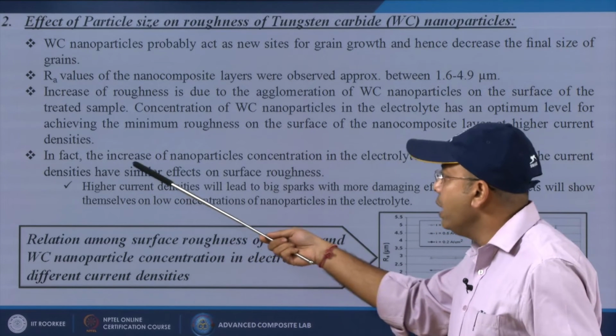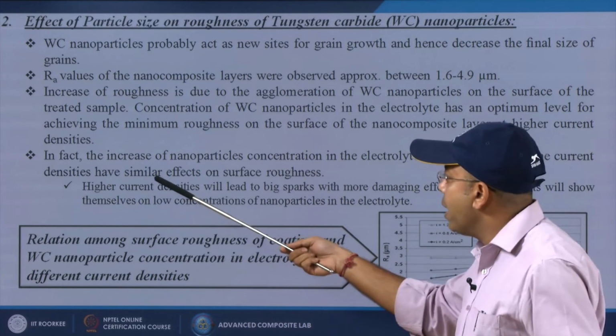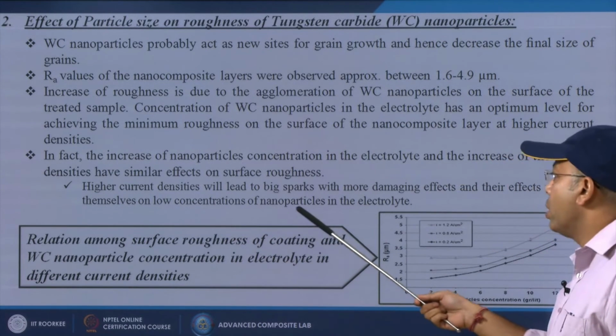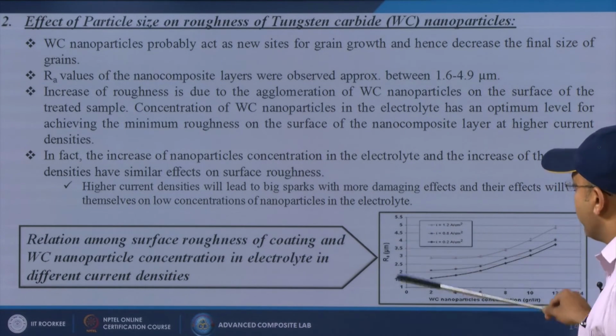In fact, the increase of nanoparticle concentration in the electrolyte and the increase of the current densities have similar effects on surface roughness. Higher current densities will lead to big sparks with more damaging effects, and their effects will show themselves on low concentration of nanoparticles in the electrolyte. So, here we are showing how the material is changing in terms of nanoparticle concentration of tungsten carbide, and here are the surface roughness values.